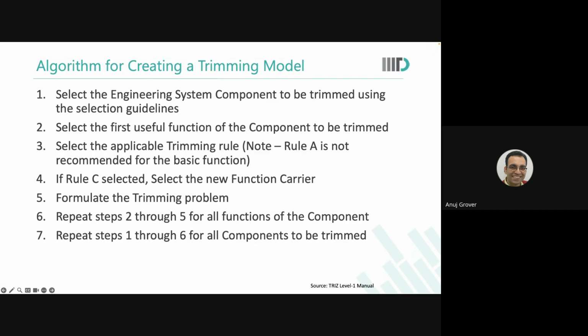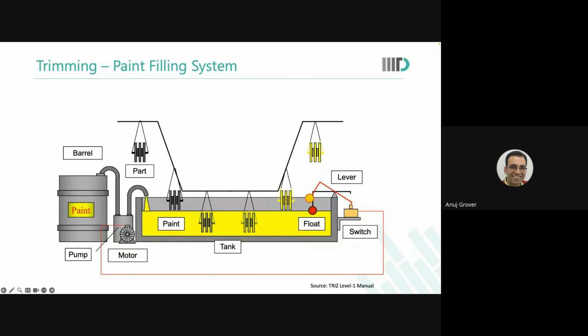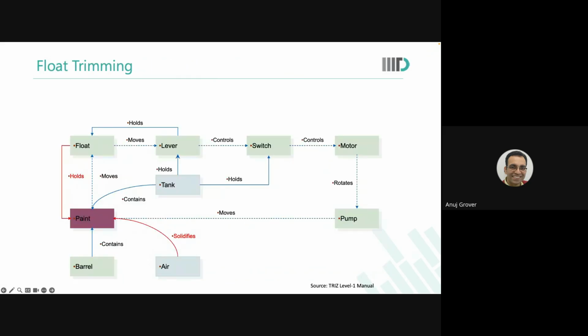Favorite example? Paint filling system. So we apply this on the paint filling system now. You have this paint filling system and we already made its function model. What was the function model? We saw that there are two reds over here, two harmful functions: float holds paint and air solidifies paint. So what would be the first thing that you would want to trim?